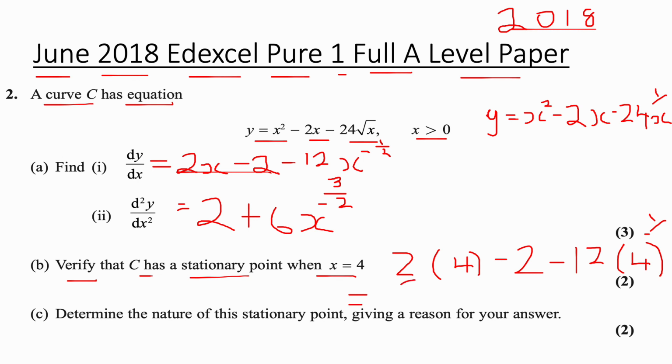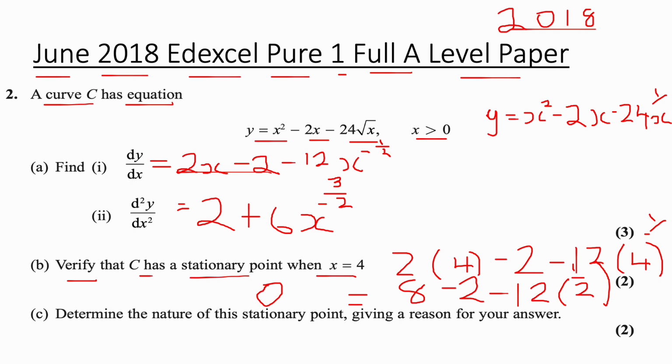So 2 times 4 is 8. Take away the 2. Take away 12 lots of a half, sorry. 4 to the minus a half is equal to a half. So 8 minus 2 is 6. 12 times a half is equal to 6. So 6 take away 6 goes to 0. So that confirms that x equals 4 is a stationary point.